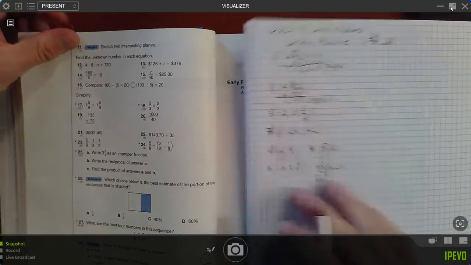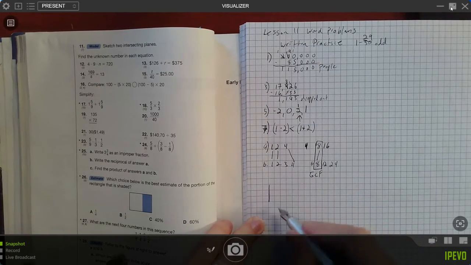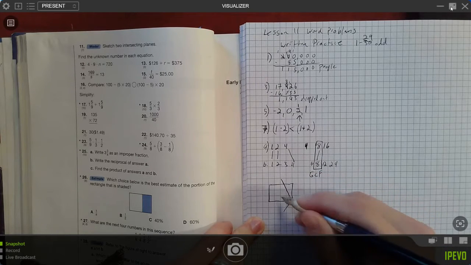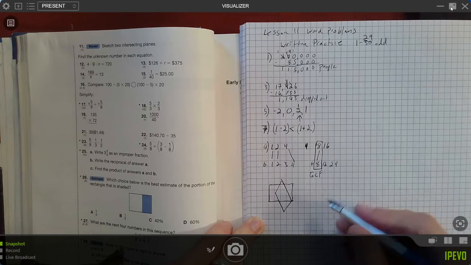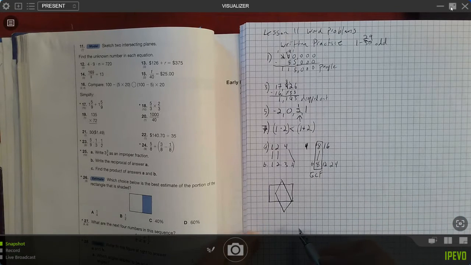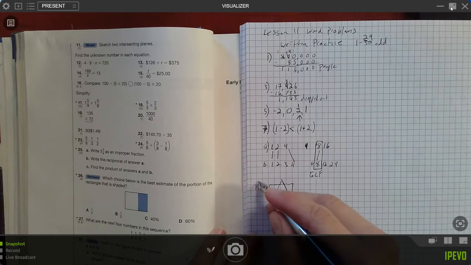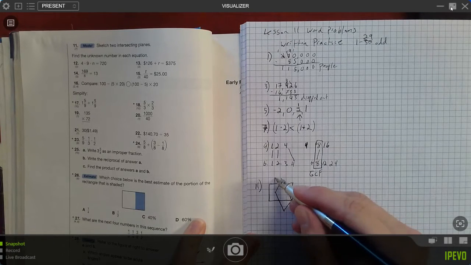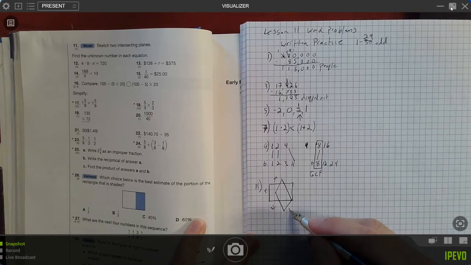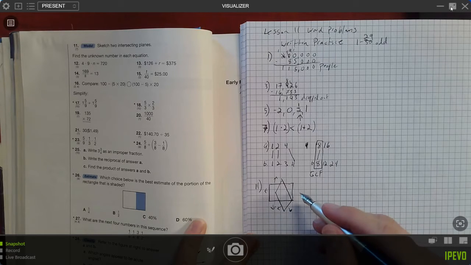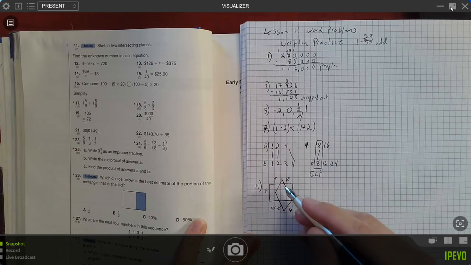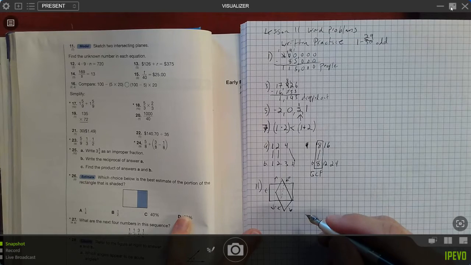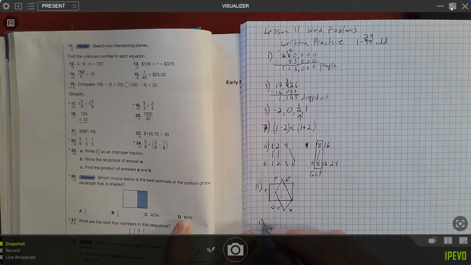Sketch 2 intersecting planes. This was from before. So we have one plane that goes here. Then we have another plane that cuts through this way. But they're totally different, like 3D images. Something like that. And technically these planes go out infinitely in all directions. But only intersect at that spot because they're two-dimensional. All right, that's 11. Now we're on 13.